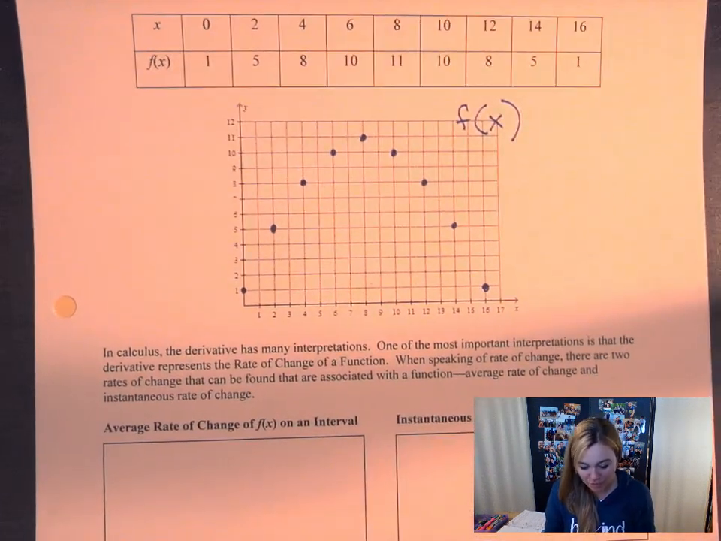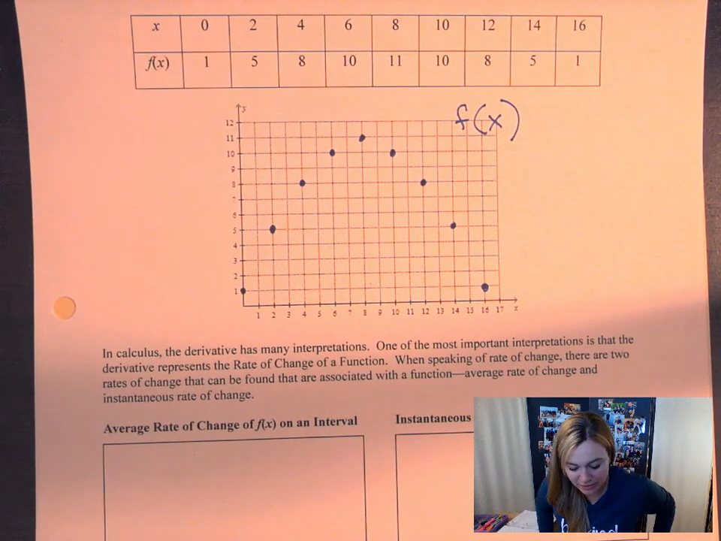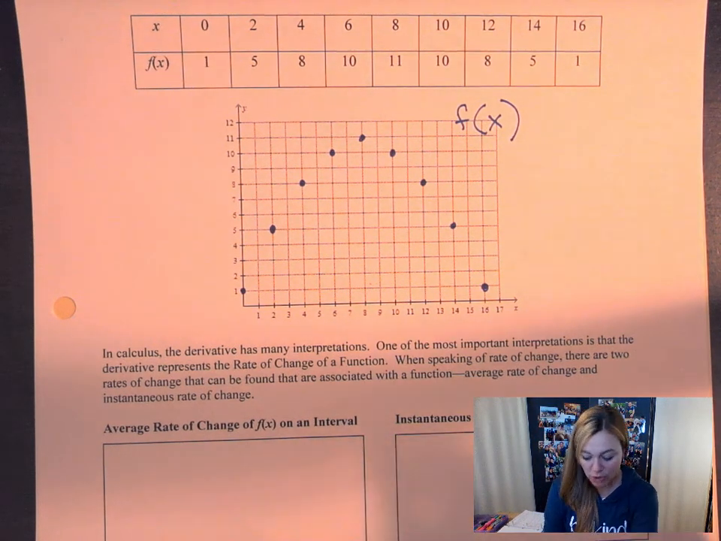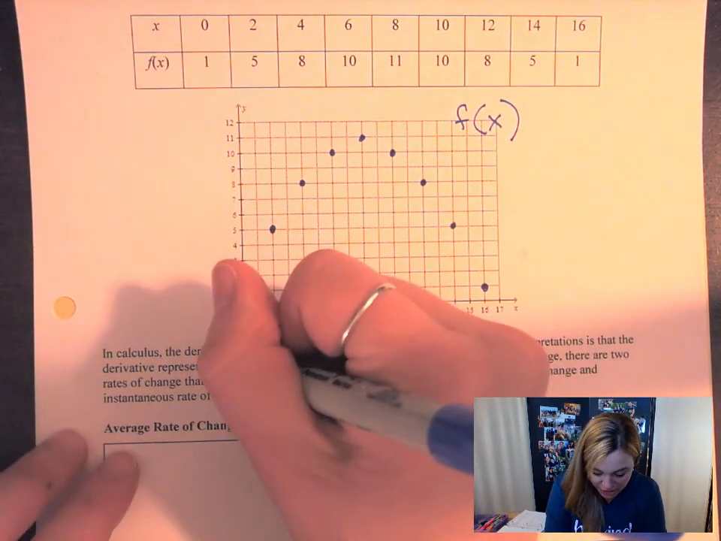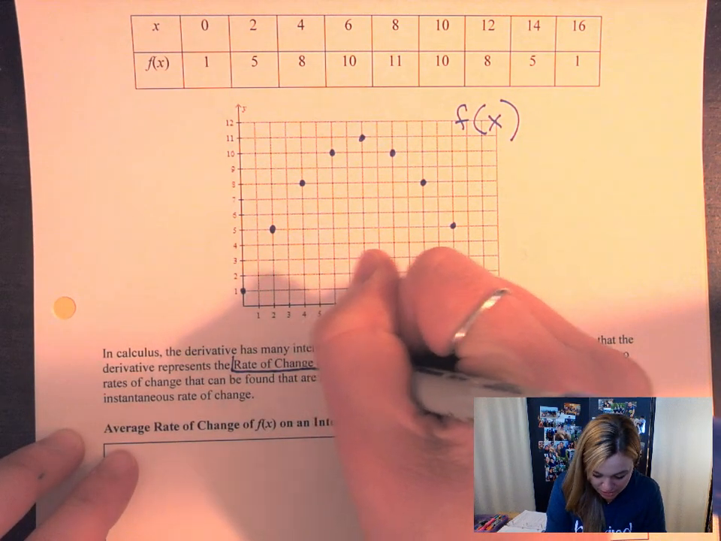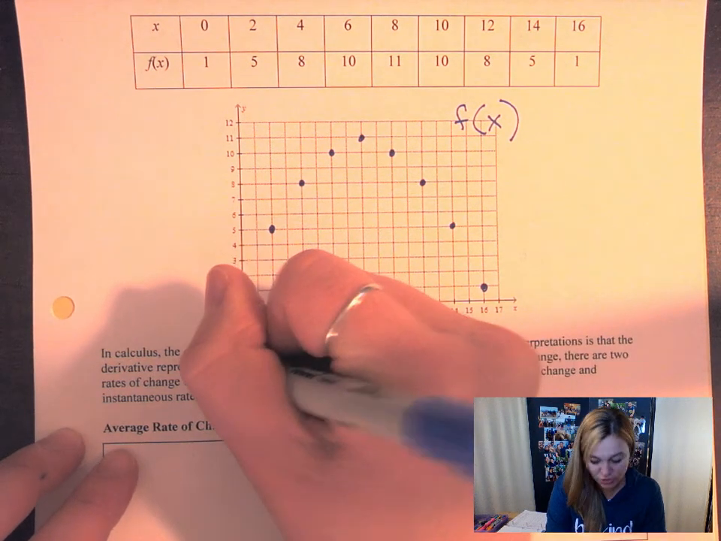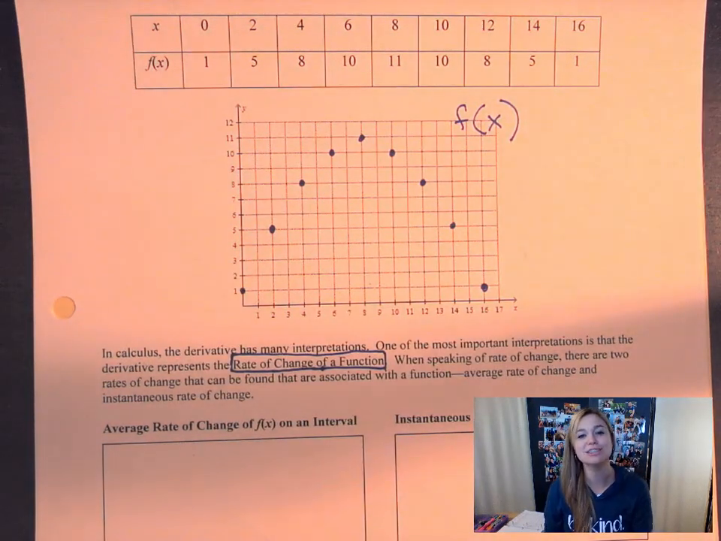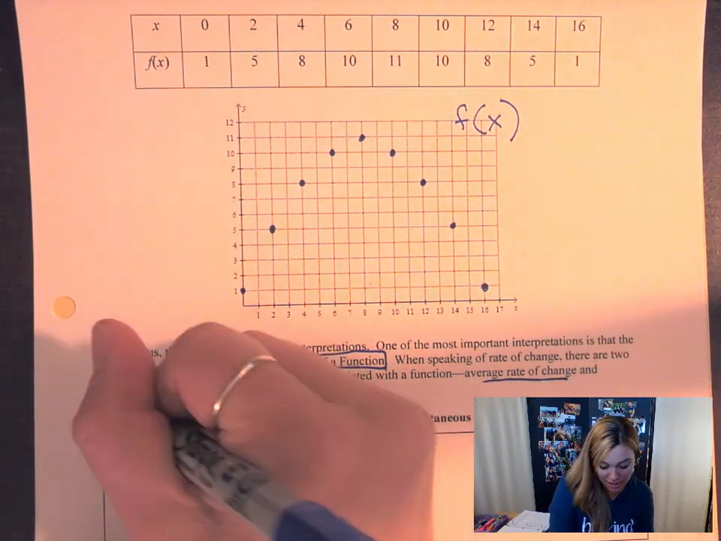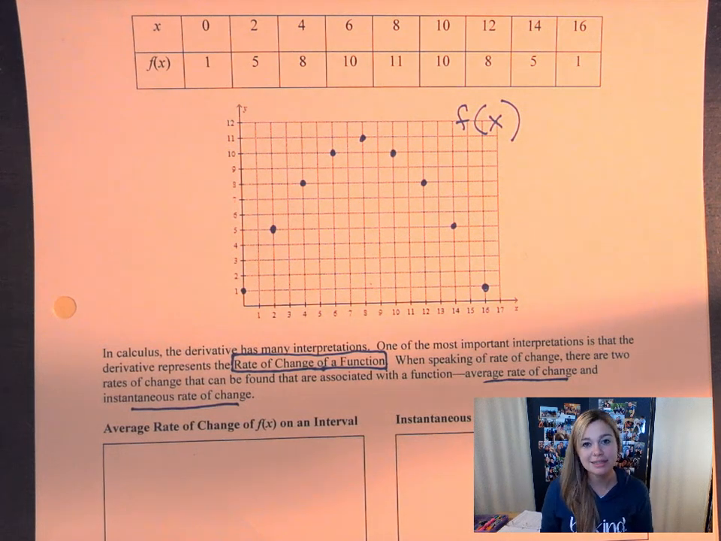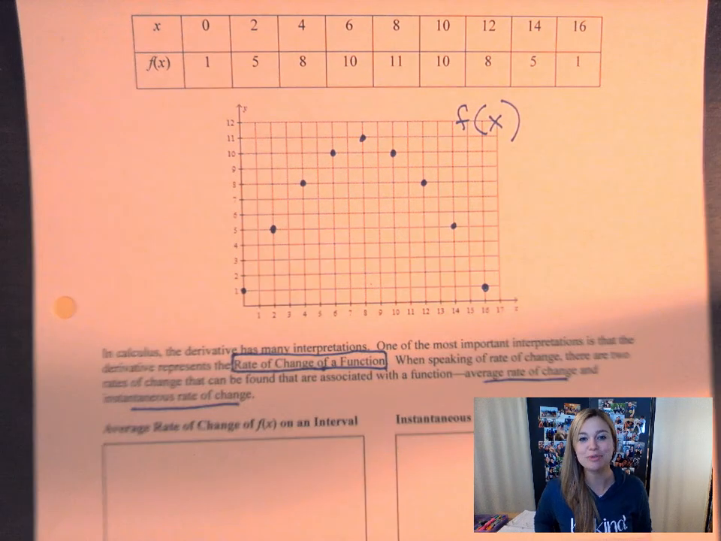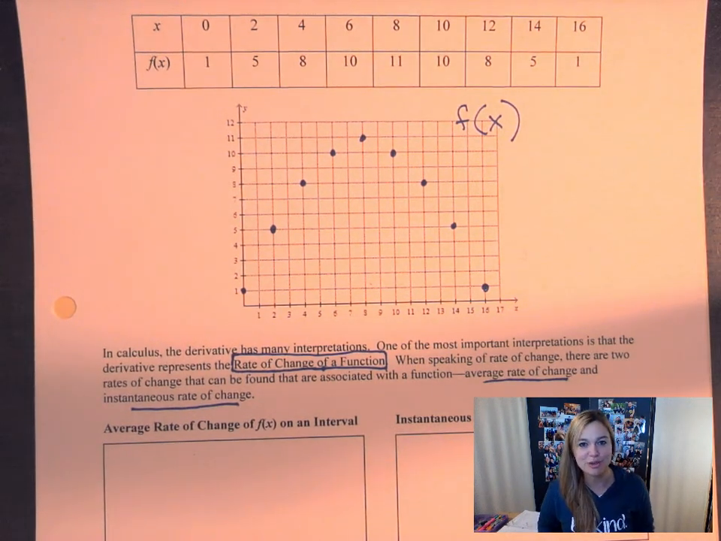Okay, so after I plot this, it says in calculus, the derivative has many interpretations. One of the most important is that the derivative represents the rate of change of the function. Yes, rate of change. The derivative is an instantaneous rate of change. It is the slope of the tangent, the rate of change at a moment. When speaking of the rate of change, there are two rates of change that can be associated with a function. Average rate of change and instantaneous rate of change. Instantaneous rate of change is the derivative. Average rate of change is the slope of the secant. So think about slope of the tangent versus slope of the secant.